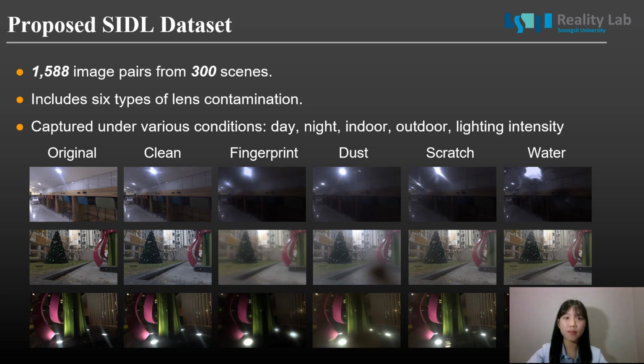To bridge this research gap, we propose smartphone images with dirty lenses, called SIDL, a dataset for learning and evaluating the restoration of images captured by contaminated smartphone camera lenses. SIDL offers a diverse collection of real-world images taken in various lighting conditions and environments with common lens contaminants, including water drop, fingerprint, dust, scratch, and the mixture of contaminant types for 300 scenes, resulting in 1588 images.